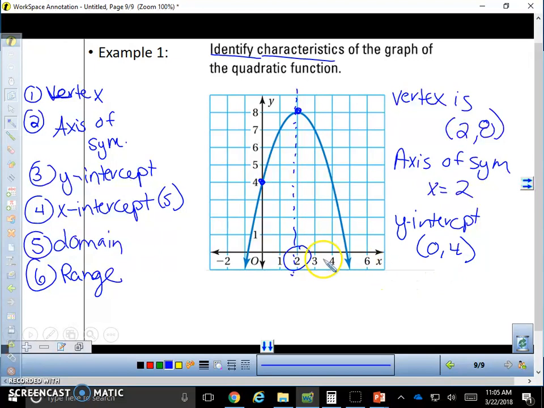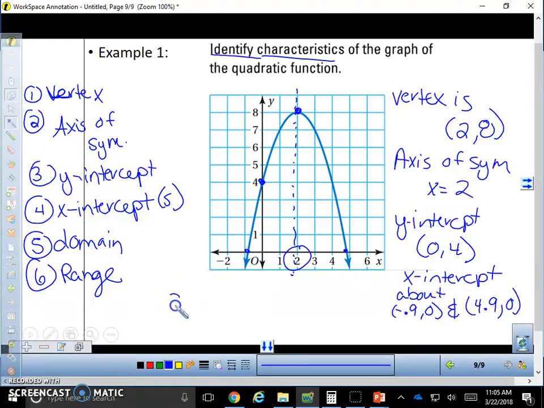Your x-intercepts, we're going to have to approximate them because they're not right on the line. So we're going to say about (-0.9, 0) and positive (4.9, 0).